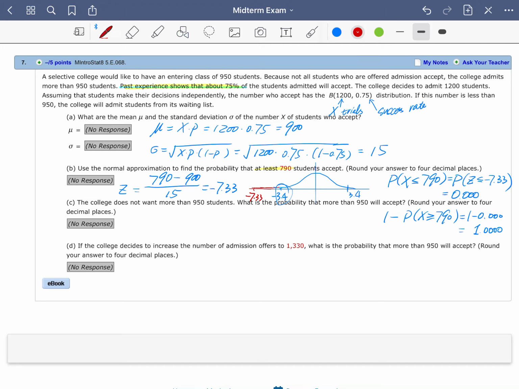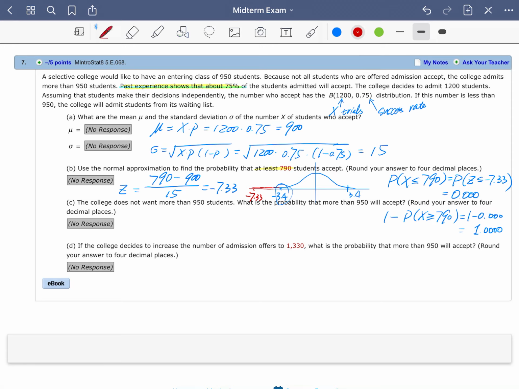If you find any z-score that is smaller than negative 3.4, you can just safely say, okay, it's not likely to happen at all. It's almost 0. So when the probability of being smaller than the z-score is 0, then of course the probability of any number greater than that is almost 100%. So I will have 1 here.